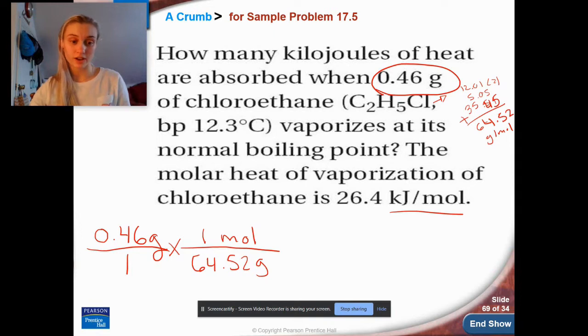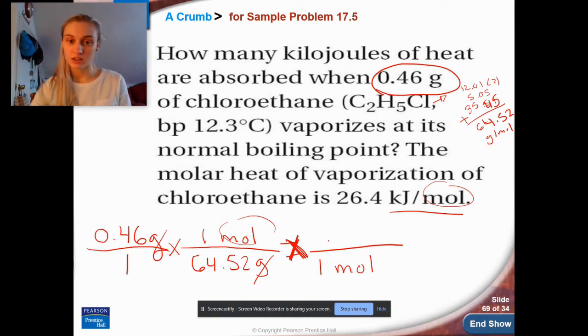So now we have our conversion factors because we got rid of grams. Now we have moles, and so now you see moles, yay. Didn't mean to make that an equal sign. This is a times sign. Now we can do our last part of the conversion, and so we put moles in the bottom. So we say for every 1 mole of chloroethane that is boiled, 26.4 kilojoules of heat are absorbed.